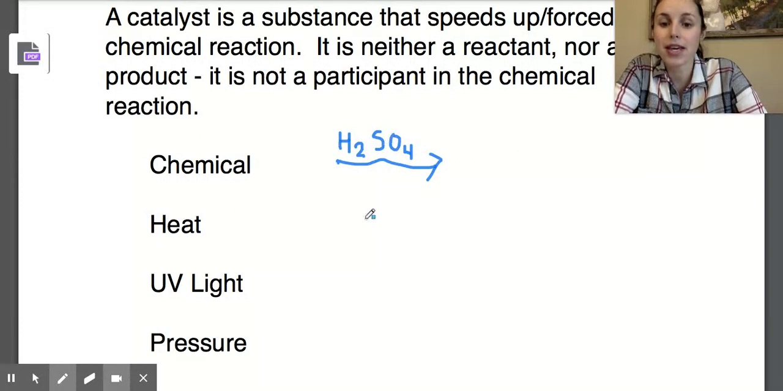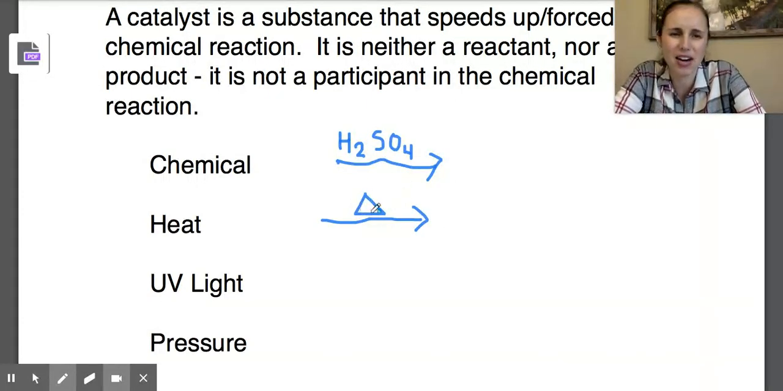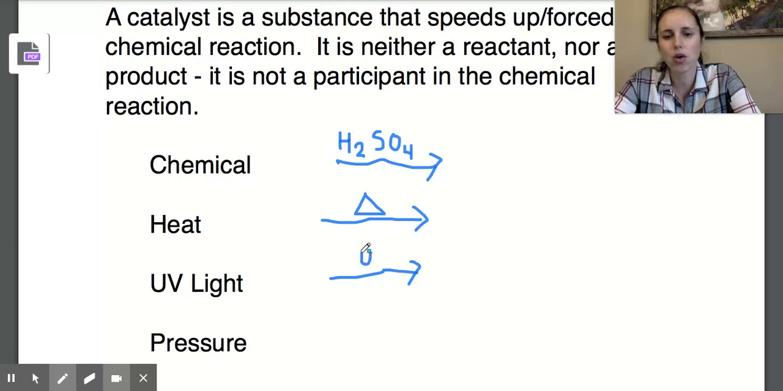If heat is required, same idea, you're just going to place it over top of the arrow, and usually the symbol for heat is this little triangle. You actually might have seen this in grade 9 or grade 10. Sometimes I'll write my chemical reactions like this. You're going to see in this unit, I'm going to have triangles over top sometimes. That triangle just means that heat is a catalyst. Heat is required to make that reaction happen. UV light, so that's coming from the sun. Sometimes UV light is required. And in that case, you're just going to list UV over top of the arrow.